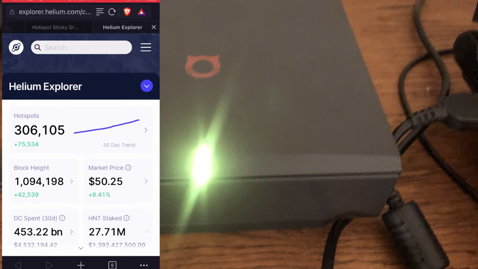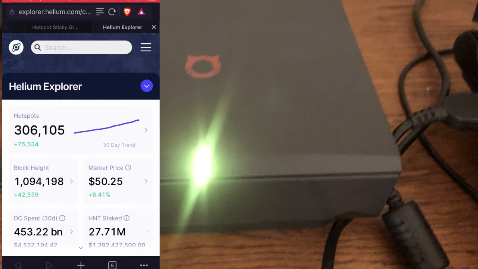Oh my gosh, there is now 306,105 since I ordered. And I remember when I ordered back in May of this year, there were only about 40 to 50,000 hotspots. So I'm thinking of getting another one, but I'll probably wait and see how it goes.